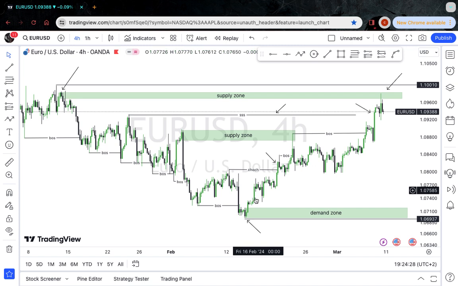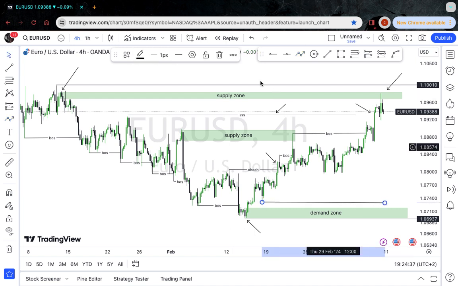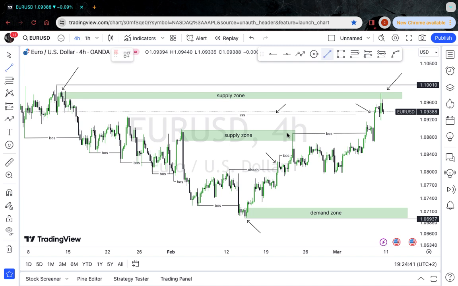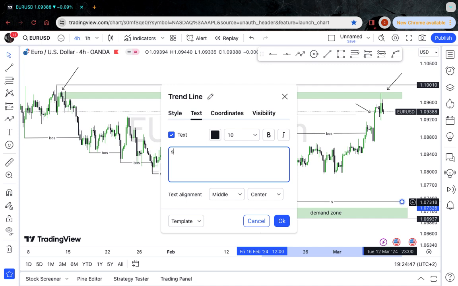Since the market was pushing to the upside like that, it was also leaving sell side liquidity, which is resting just below this level. We have sell side liquidity resting just below that level, just above that demand zone.